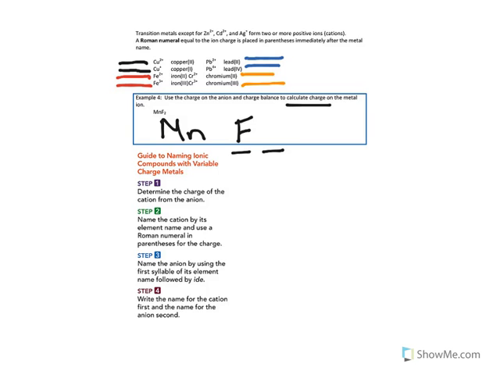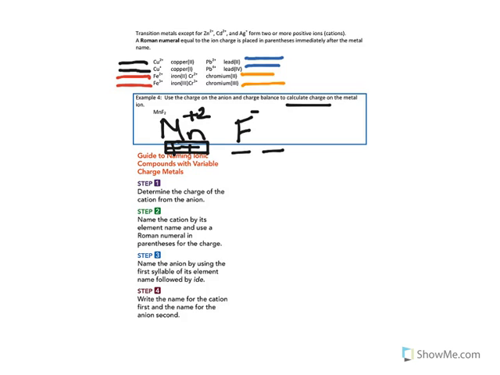Since the compound must be overall neutral, the manganese must have a positive charge that is equal and opposite to the negative charge on the fluorine. There is only one manganese in this compound. Therefore, those positives must all be on that manganese. Since there are two negatives, there must be two positives on this manganese. Therefore, the charge on the manganese is +2. Charge on the fluorine is -1.